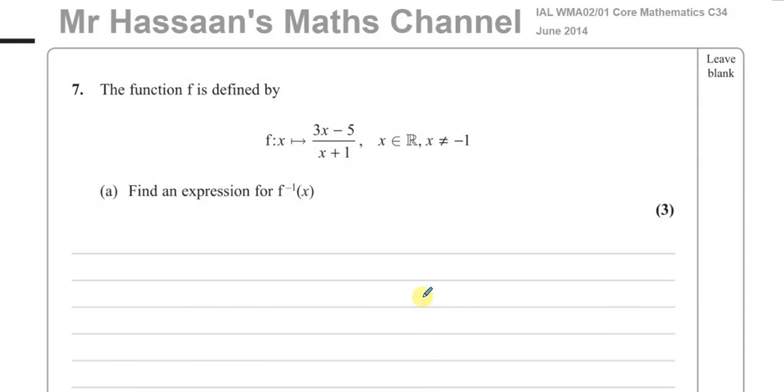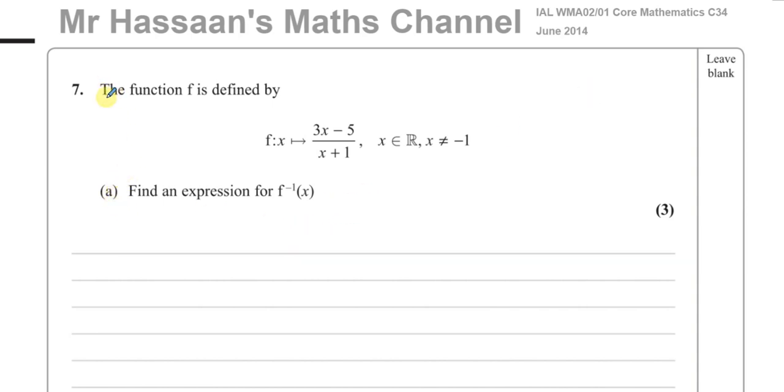Welcome back. This is Mr. Hassan's Maths channel, and I'm answering question number 7 from the June 2014 Core Mathematics C34 International A-Level Edexcel exam. This is a question about functions, which is now under the new P3 specification.